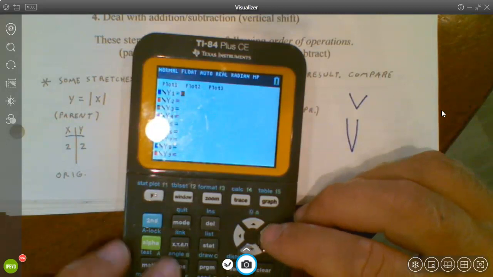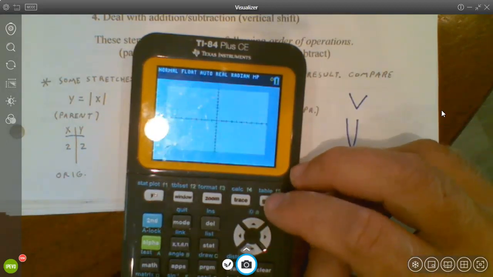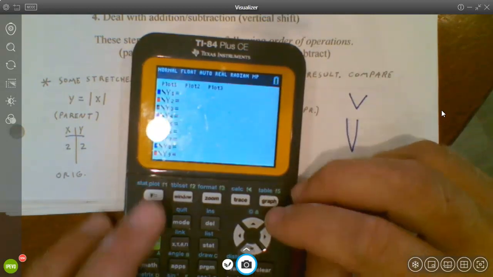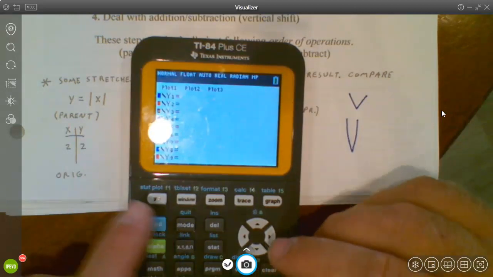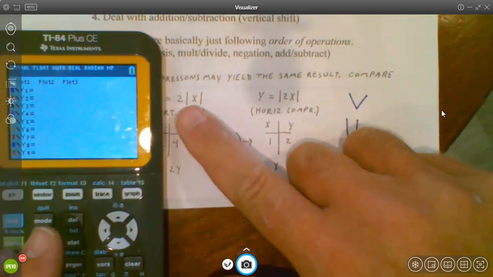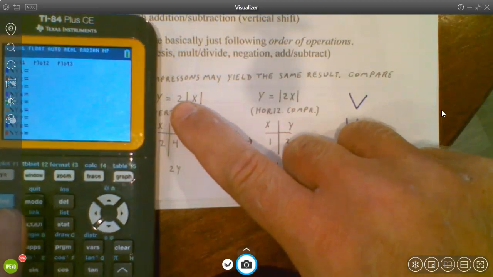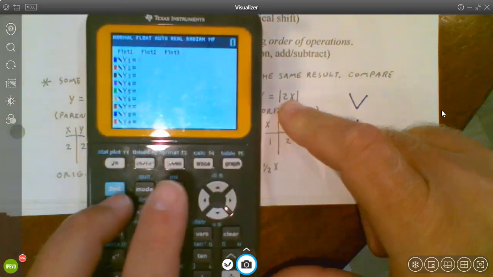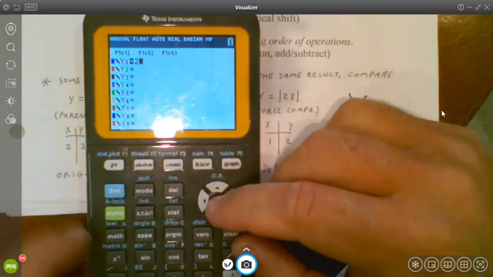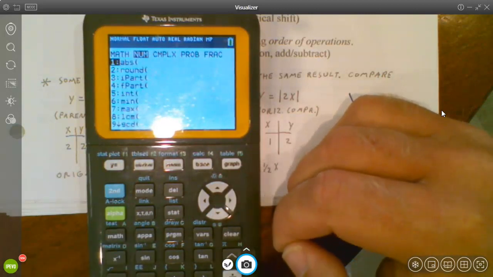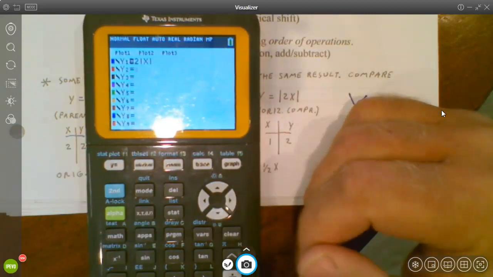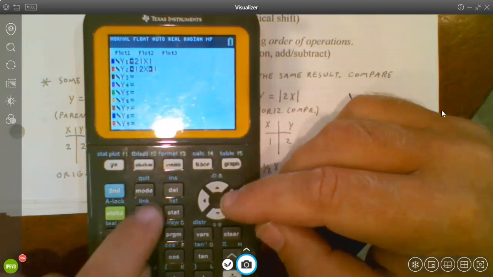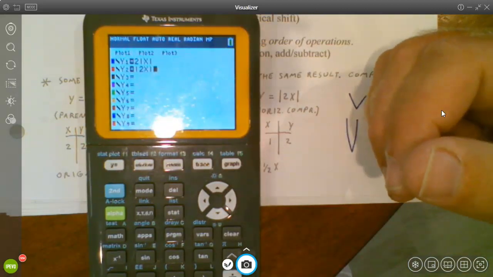And I'm just going to throw one in just to clear out the memory of my graph here real quick. So let me get back to this. If I were to graph both of these, one with a vertical stretch, one with a horizontal compression, you're going to see it's actually the same graph. So I'm going to do 2 times the absolute value of x. I'm then going to do the absolute value of 2x and put them on the same grid, and you're going to see these are actually the same graph.